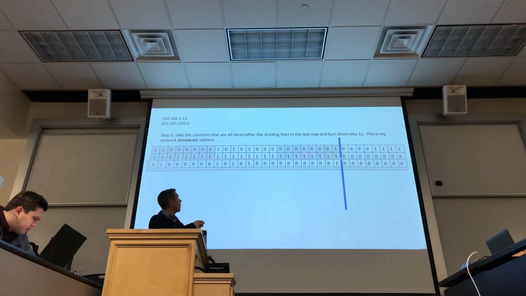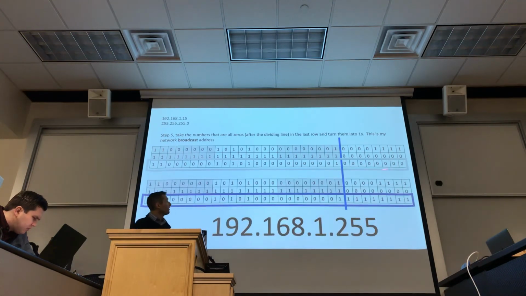So we're gonna create a broadcast address also based on this subnet mask. Instead of turning everything into 0, I turn everything into 1 after that line, turn that into a number, and that's my broadcast address. So as an individual computer within a particular subnet, if you send something to this address, it gets propagated to everybody in that subnet. Good and bad. Jocelyn, did you have a question?